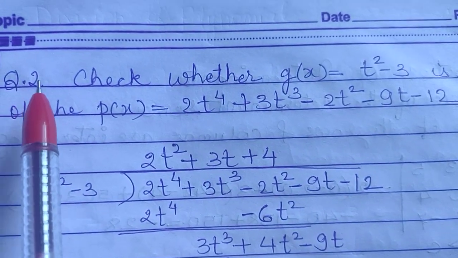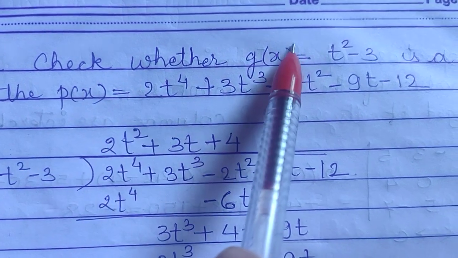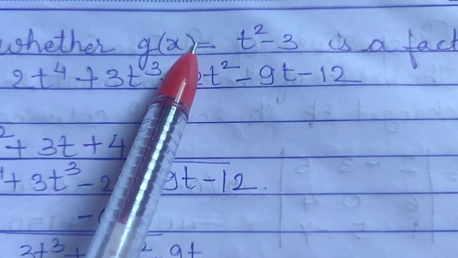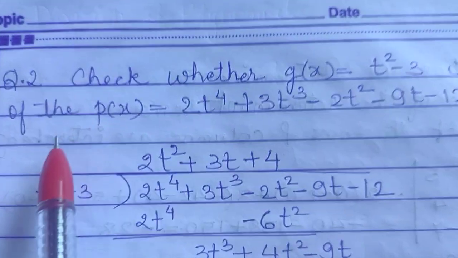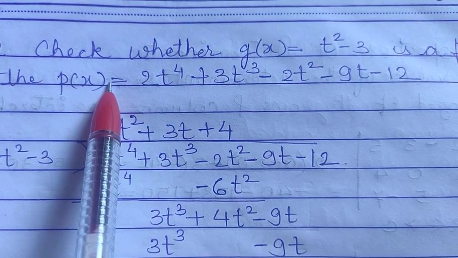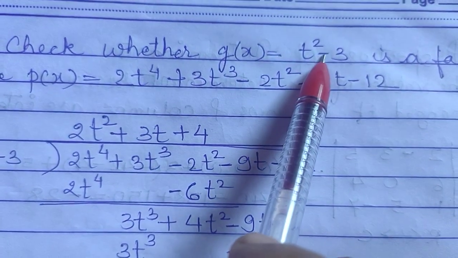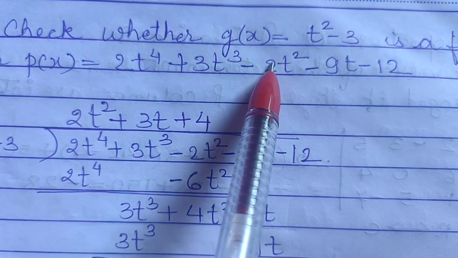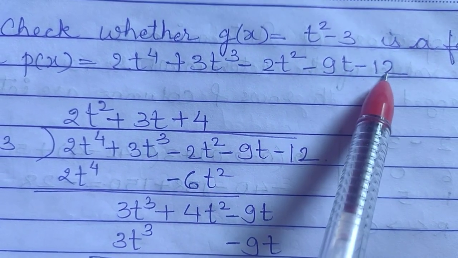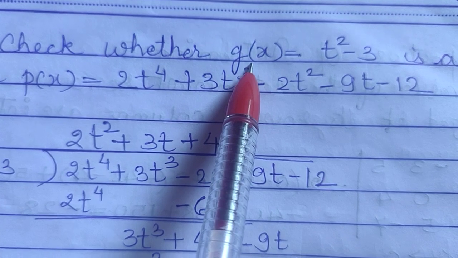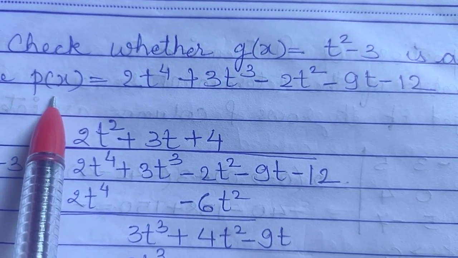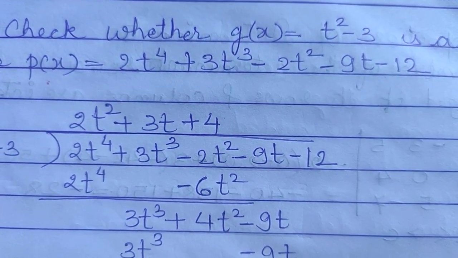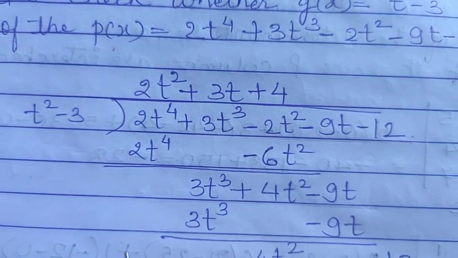Yes, good morning children. Let us see how to find whether one polynomial is the factor of another polynomial. See here the question: check whether g of x is a factor of the other polynomial p of x. So g of x is t square minus 3 and p of x is 2t to the power 4 plus 3t cube minus 2t square minus 9t minus 12. So we have to check whether this g of x is the factor of the polynomial p of x or not. For that we will use the long division method. If we get the remainder after the division as 0, then it will be a factor, otherwise not.